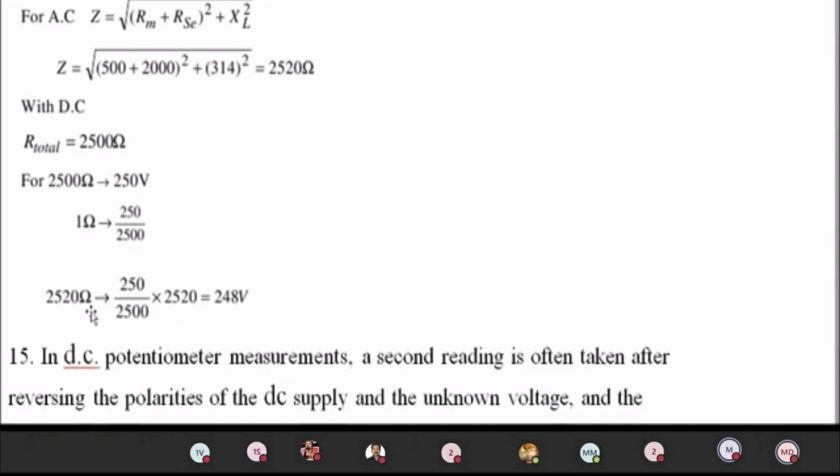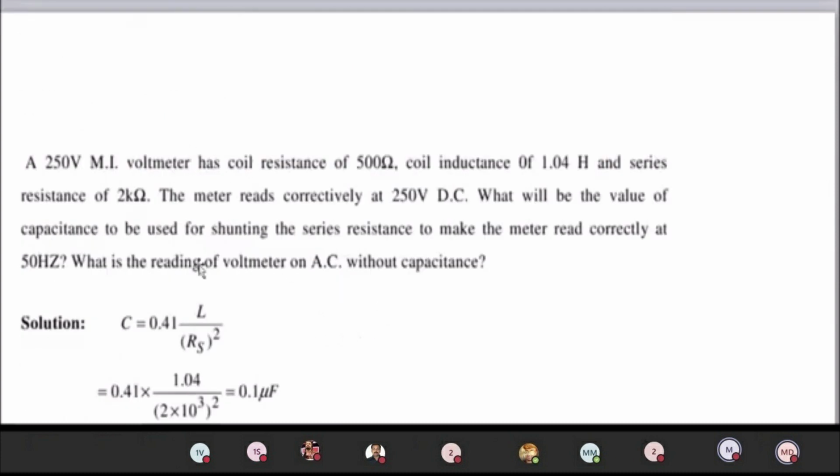So using these two relations, for 2520 ohms we will get 250 by 2500, that is for 1 ohm value, into 2520. So if you do this calculation, we will get around 248 volt. So this is the voltage the voltmeter will measure without using the capacitance.